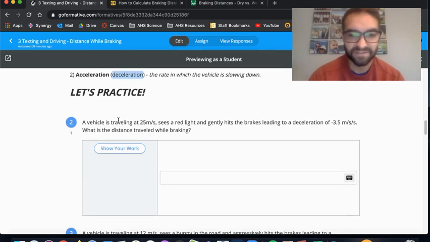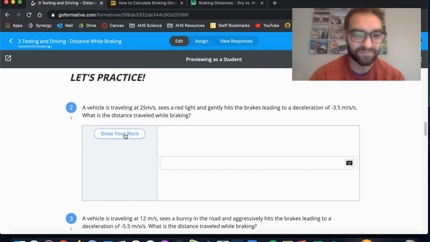And so now let's go ahead and practice. A vehicle is traveling at 25 meters per second. That would be our initial velocity. It sees a red light and gently hits the brakes, leading to a deceleration of negative 3.5 meters per second squared. What is the distance traveled while braking?